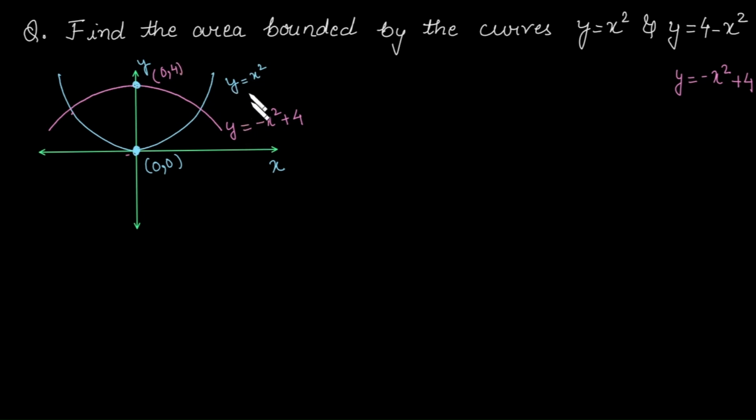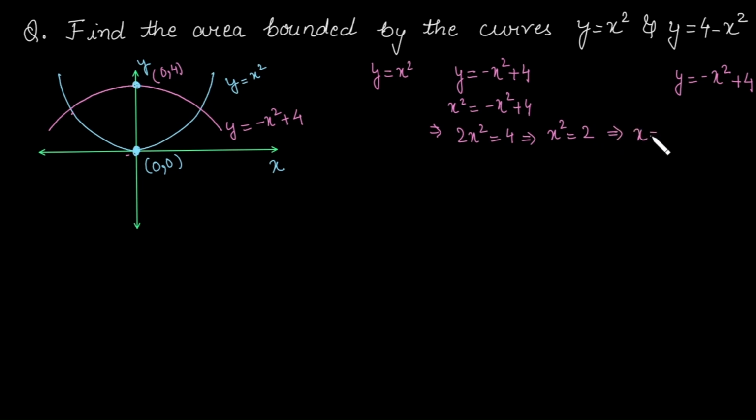Now we need to find the intersecting points of these two curves. One, we have y is equal to x square. In second case, we have y is equal to minus x square plus 4. Substitute the value of y in this case, that is x square is equal to minus x square plus 4. This implies 2x square is equal to 4. This implies x square is equal to 2. This implies the value of x is equal to plus minus under root 2.